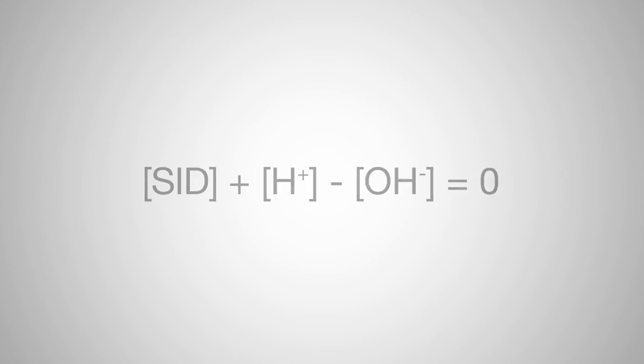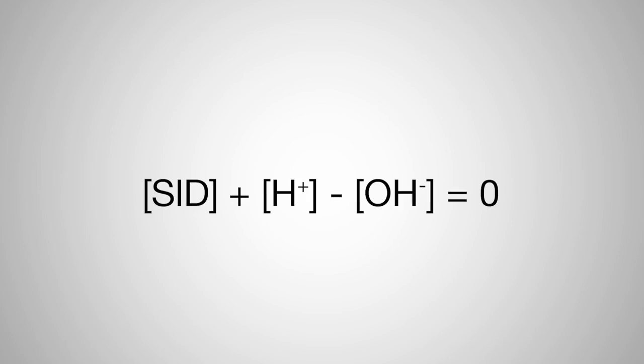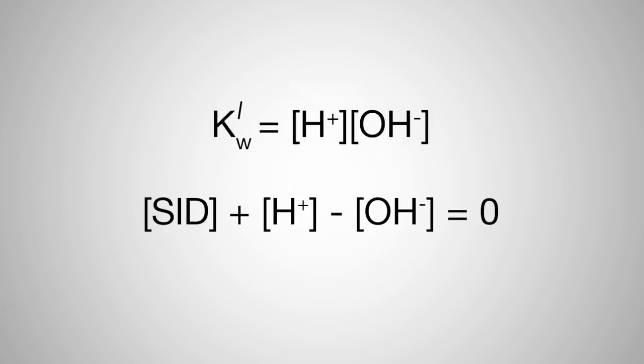We can rewrite the electrical neutrality equation by replacing the difference in strong ions that you saw in brackets earlier with the term SID in square brackets as follows. SID plus hydrogen ion concentration minus hydroxyl ion concentration equals 0. Our second equation remains our well-known water dissociation reaction, which, as we mentioned previously, is H+ concentration times OH- concentration is equal to K'W.